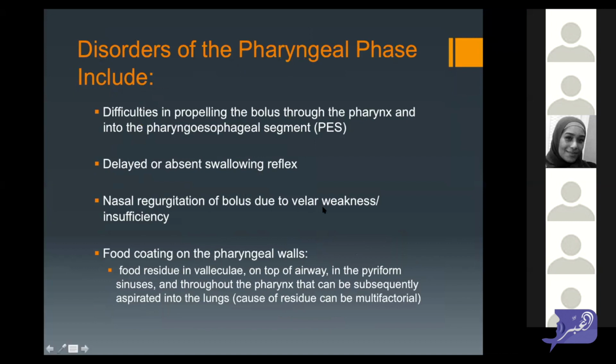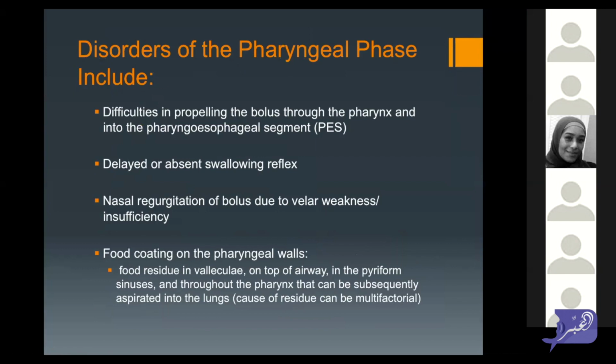Nasal regurgitation can occur if there's velar weakness or velar insufficiency, so the soft palate is not closing very well, and the food basically just comes out through the nose. Then we have weakness there in the soft palate as well.